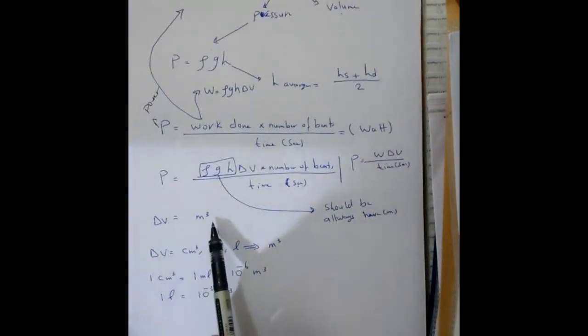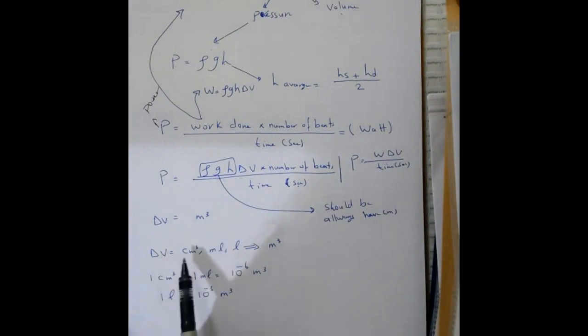Delta V should always be in meter cubed. Sometimes delta V is given in centimeter cubed, milliliters, or liters. You should transfer them to meter cubed. 1 centimeter cubed equals 1 milliliter, and it's equal to 10 to the power minus 6 meter cubed. 1 liter is equal to 10 to the power minus 3 meter cubed. We will solve the problems and you'll see how it works together.